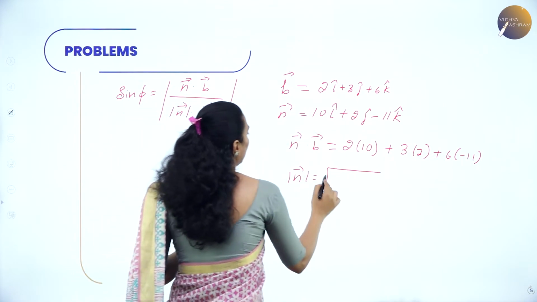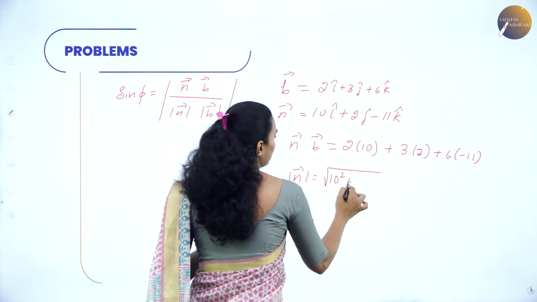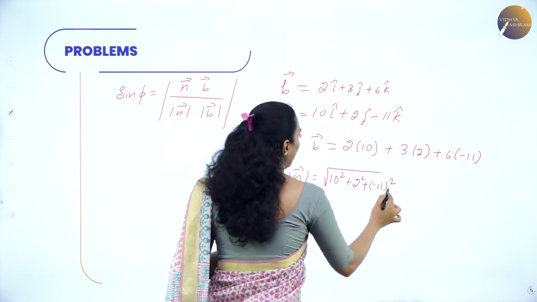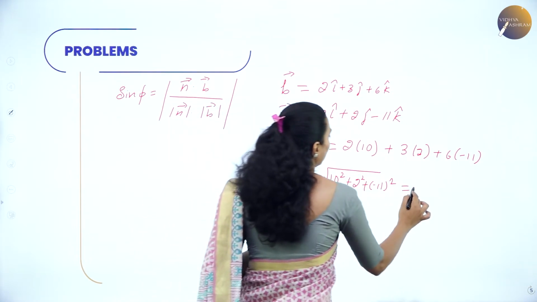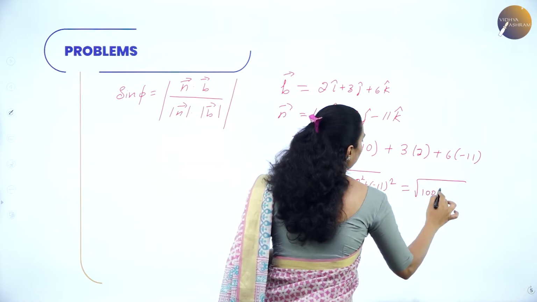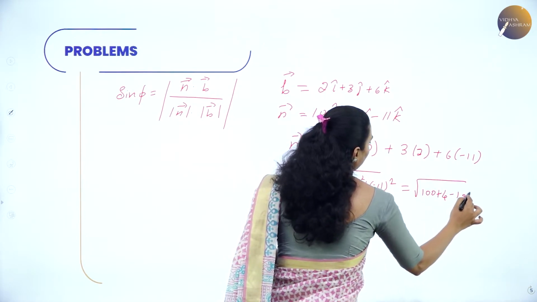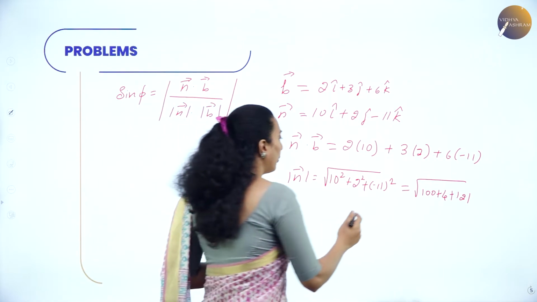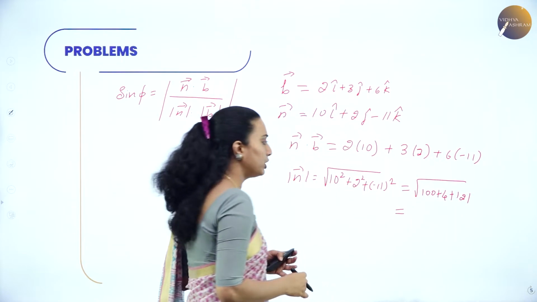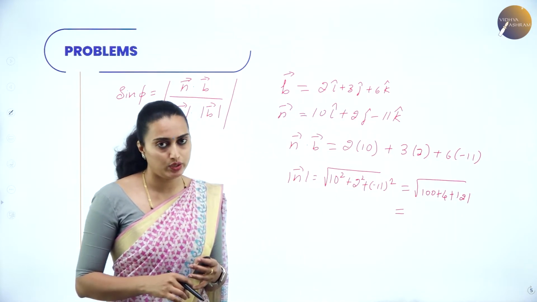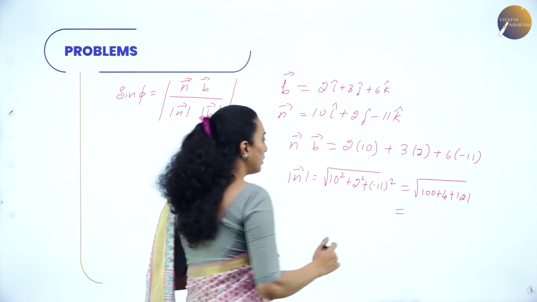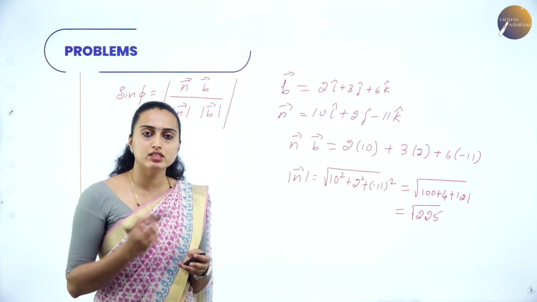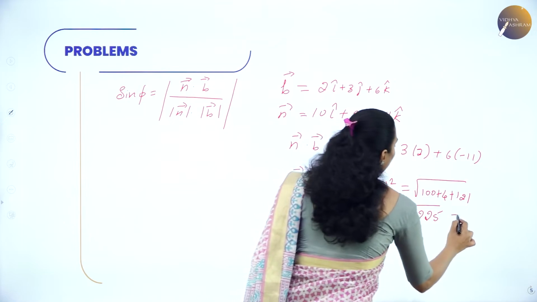So, which is nothing but 10 squared plus 2 squared plus minus 11 squared, right? So, which is given by, now 10 squared is nothing but 100. So, 100 plus 4 plus 121, correct. So, by adding this up, 100 plus 121 will be equal to 221. 221 plus 4 will be equal to 225, right. Under the square root, 225 will be equal to 15.